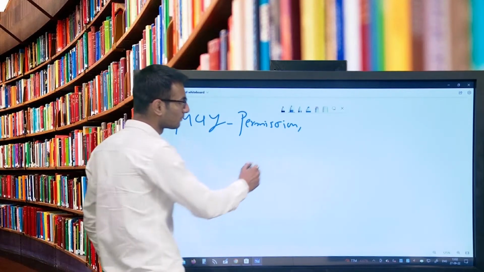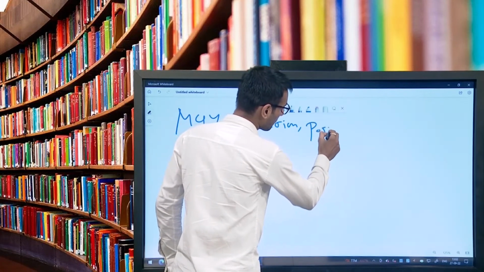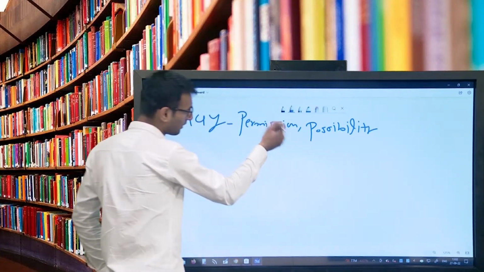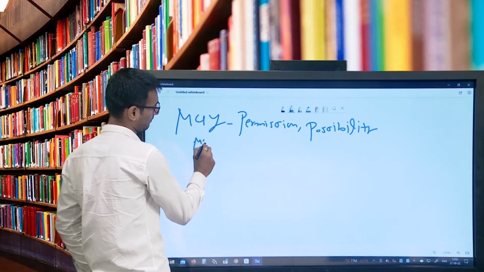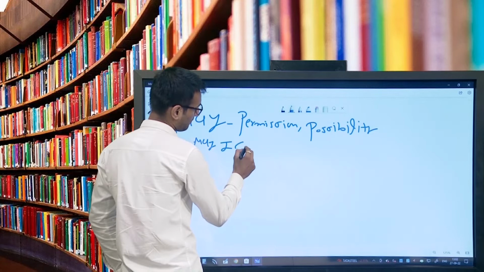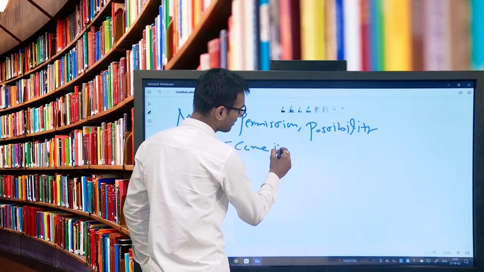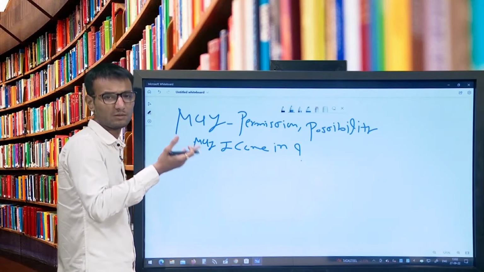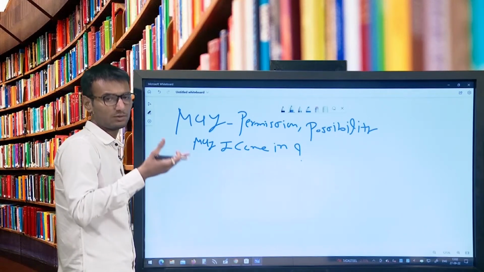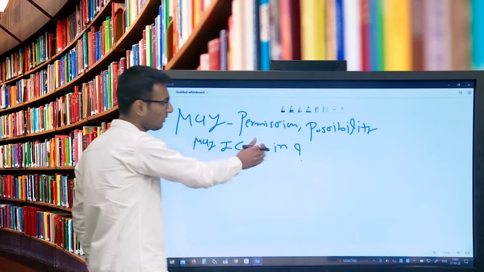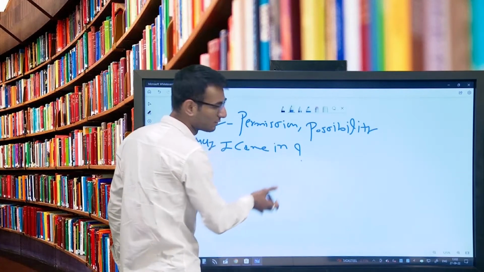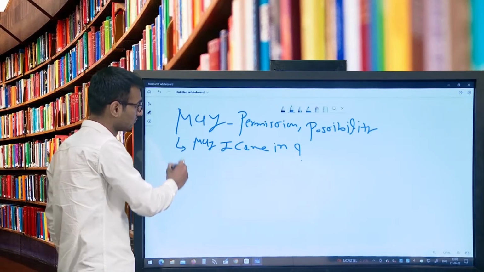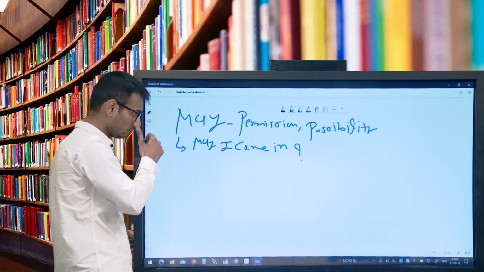Possibility. Now let's look at the example. We generally use this. May I come in, sir? શું આવી શકું? So it shows may I come in. We generally use this since our school days. So these are the, you can say, normal, very common example.